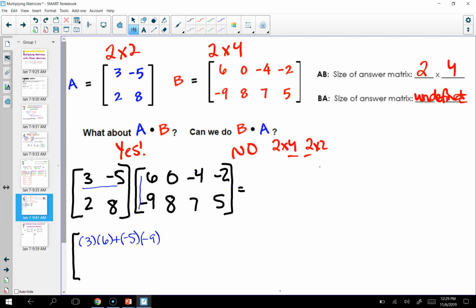Now, because I noticed that column pattern going on, I know I can drop down, and the 6 and the -9 are still going to be there. But what will go in front of them for the second row? A 2 and an 8. See how I use that pattern to help me?